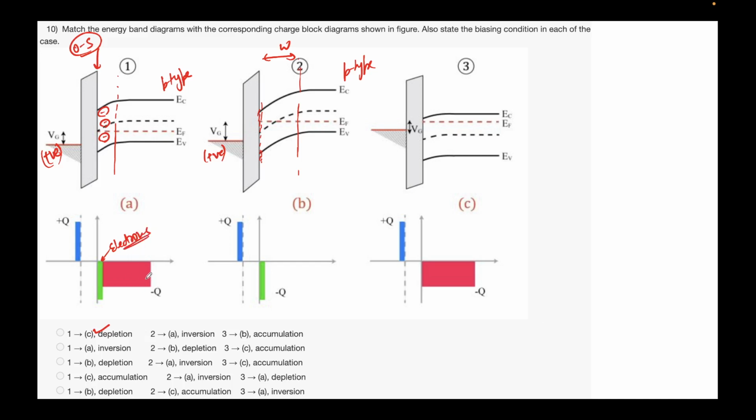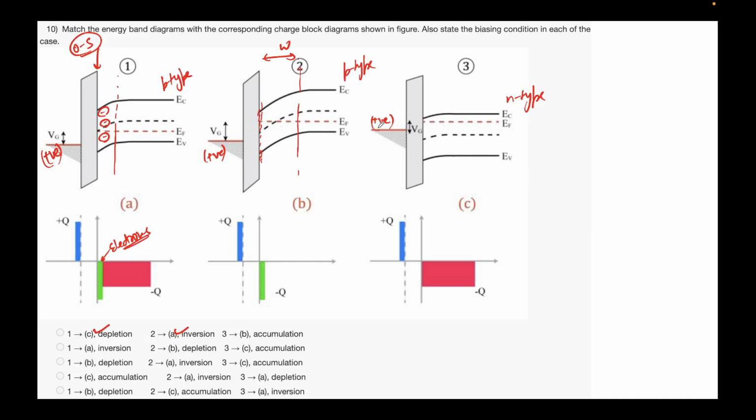Depletion charge will still remain, the red block, but the electrons will form a sheet of electrons here in inversion. So this is correct. In 3, first of all we see that it's an n-type semiconductor, because EF is closer to EC. And one other thing you notice is that we have applied a positive bias. How do I know that? I know that because the bend that you see, EC, is now closer to EF at the interface, right?